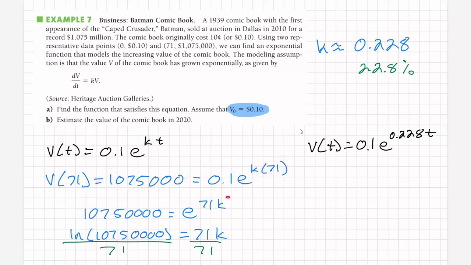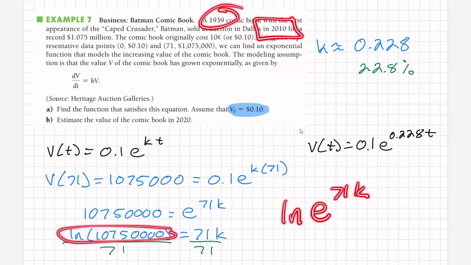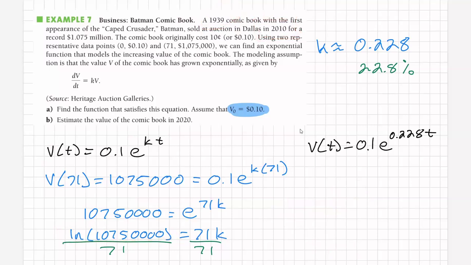Okay, so make sure you understand that in order to solve this equation, we have to take the natural log of both sides. That's where this is coming from. But the 71 is the number of years from the initial amount, right? Because we're looking at 1939 to 2010. So I plugged in that, but whenever you do this natural log here, it just equals the exponent, 71K.